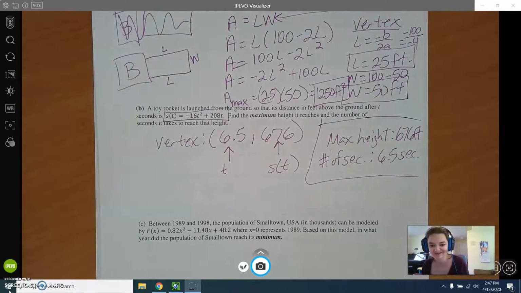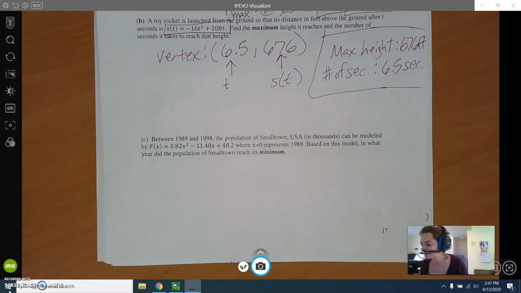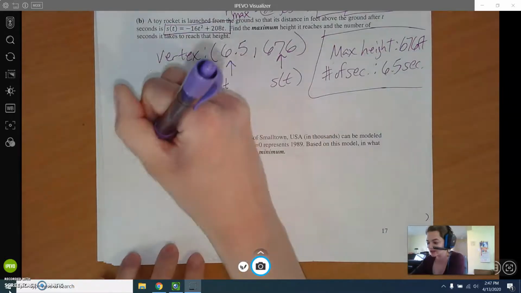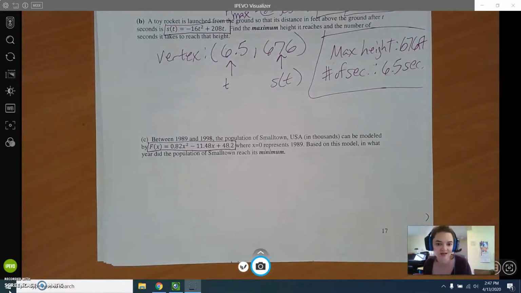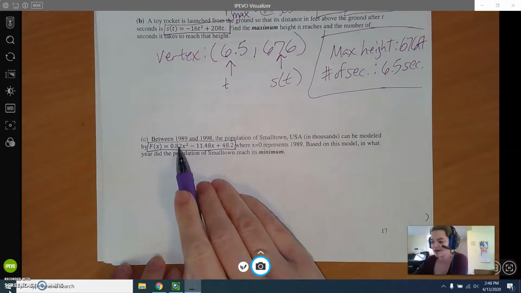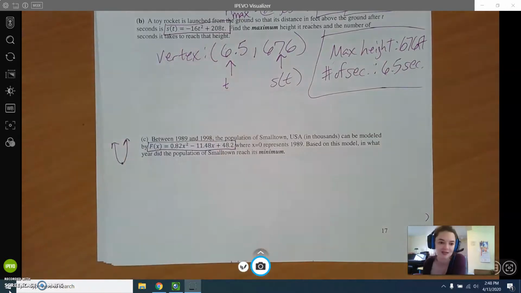Not so bad, right? Good. Alright, last one. Between 1989 and 1998, the population of small-town USA in thousands can be modeled using this equation. So we've got the equation right here. So where x is 0 represents the year 1989. Based on this model, in what year did the population of small town reach its minimum? So this one has a positive x squared coefficient, so it's an upward shaped U like that, and we had a minimum at some point.